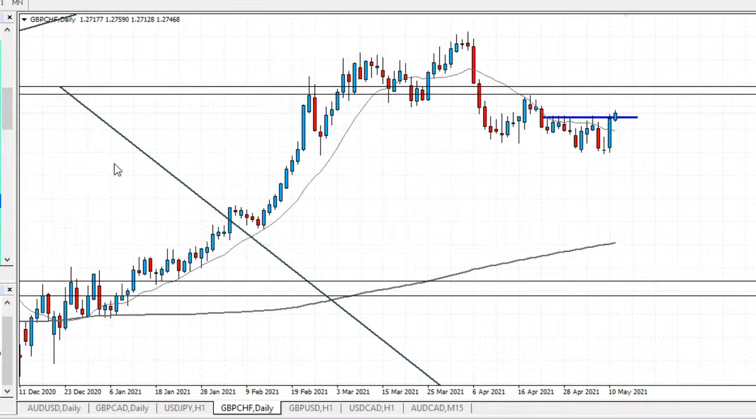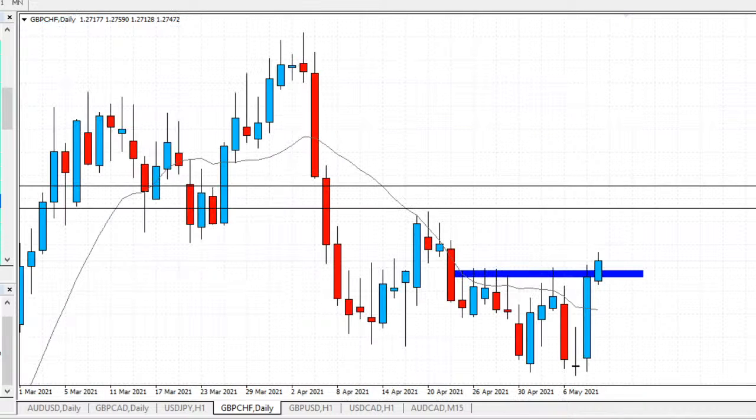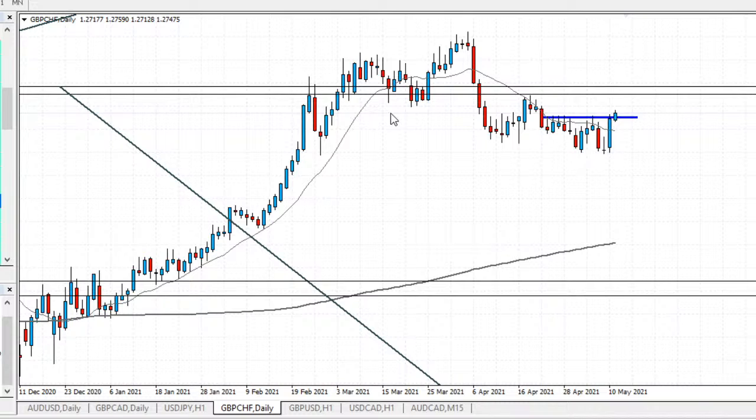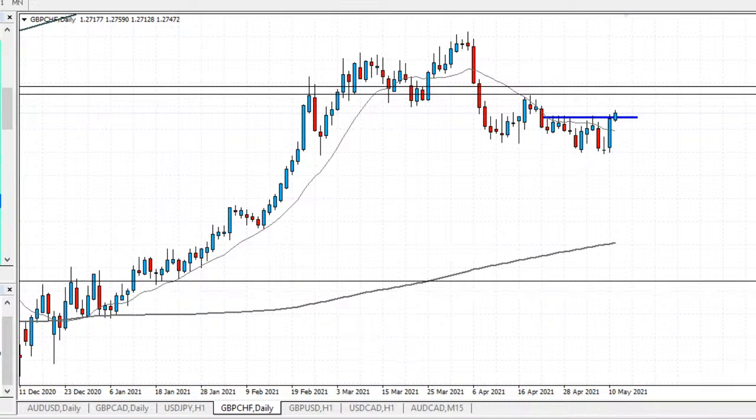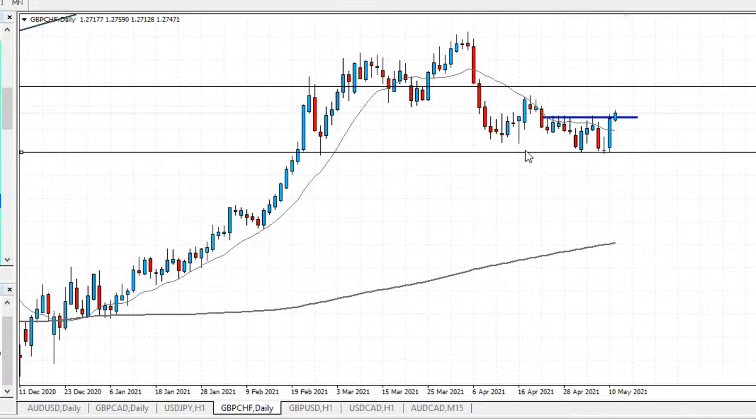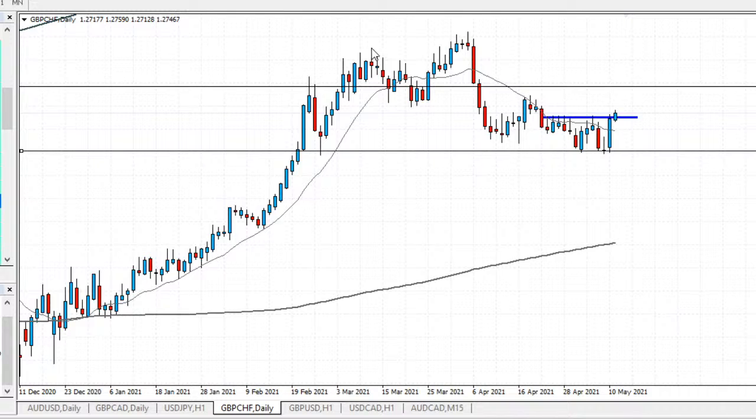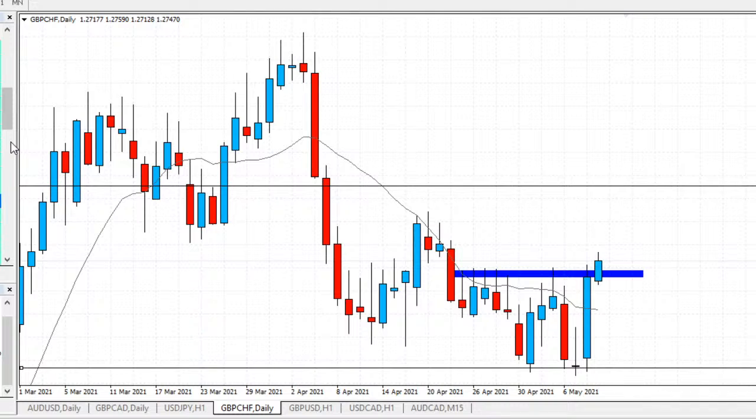GBPCHF for this one on the daily, again, yeah, I'm definitely throwing a push to the upside for this pair. Price looks like it's failing to take out that low in the market. If I just clear up the chart for a second. Okay, so we definitely got this level here in the market that price is failing to break through, and it looks like it is on its way to push to the upside, because if it's failing to break through the support, it's got to break through something, and it looks like it's taking out that resistance.